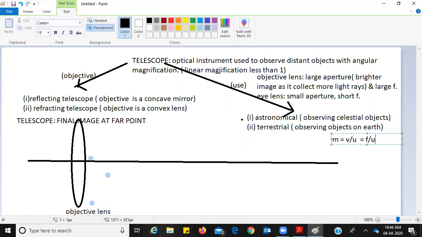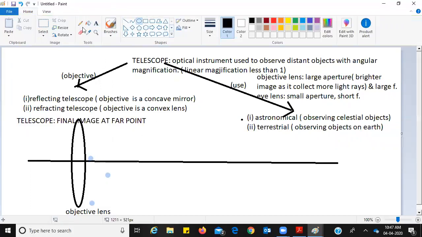I cannot change the object distance from Earth to Moon, but I can use a convex lens of large focal length to get V more. You follow? Even if you don't understand, it's coming at the end in another derivation. I'm removing this one. We are doing which case? Image at far point. So I have to draw the second lens. The second lens is small compared to the other one.